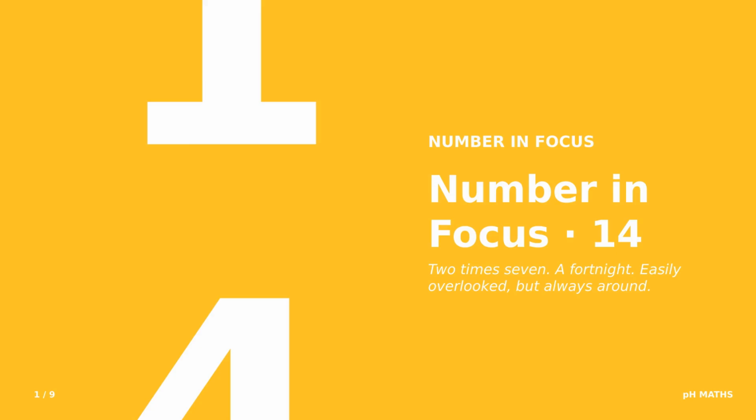Number in focus: 14. 14 is 2 times 7, the number of nights in a fortnight, and an easily overlooked multiple of 7 that turns up in HCF and LCM problems all the time. By the end of this video, you'll know its divisibility test, its useful mental anchor at 196, and exactly when 14 is hiding behind a problem that looks like it's about 7.